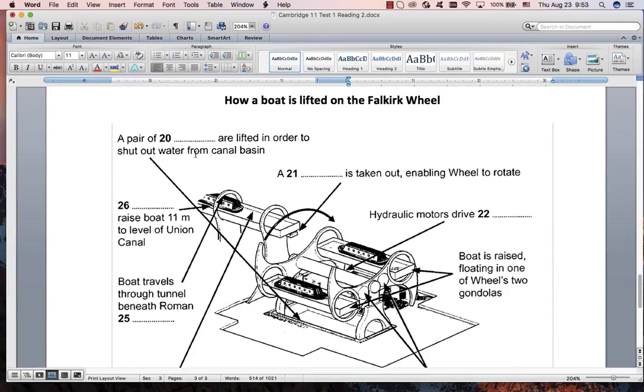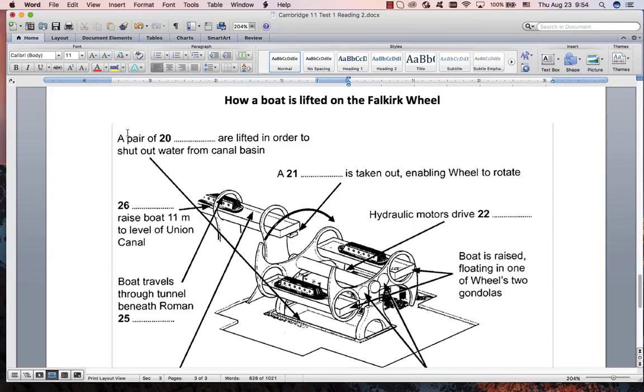A pair of blank are lifted in order to shut out water from canal basin. Alright, so immediately what can you see from the grammar? What kind of a word are we looking for here? There's a preposition. That means we're looking for a noun. What kind of a noun? A pair. I hope you know what a pair means. A pair means 2. Also, are. That means this must be a countable plural noun. So we're looking for a word that ends in S.